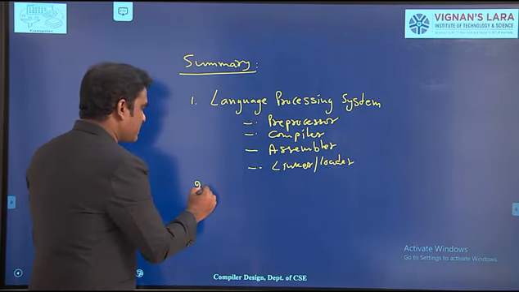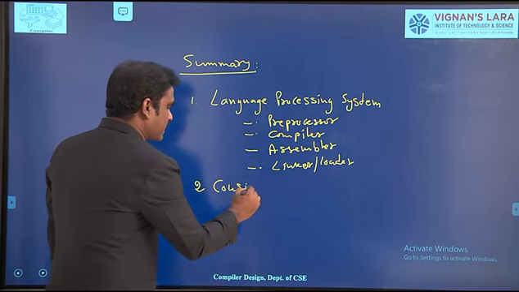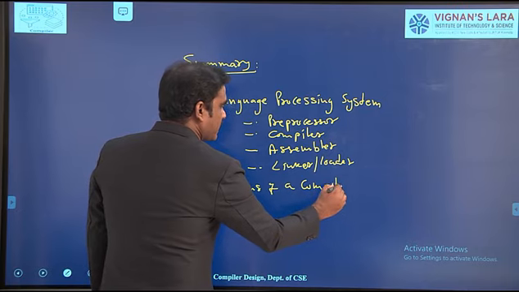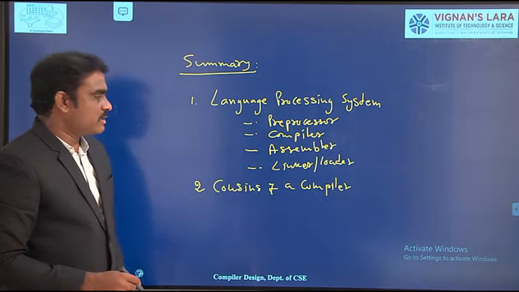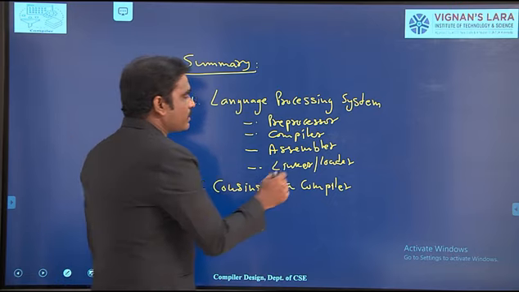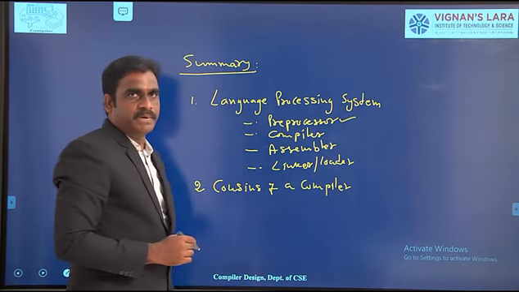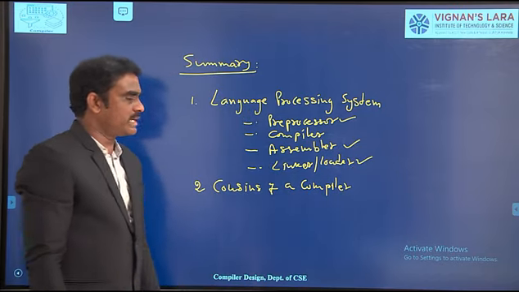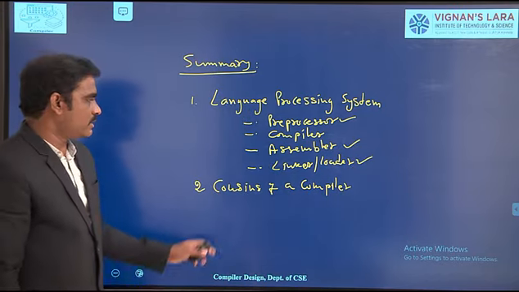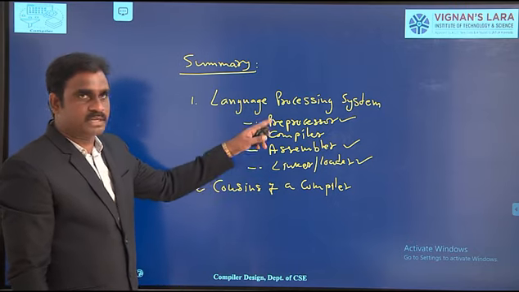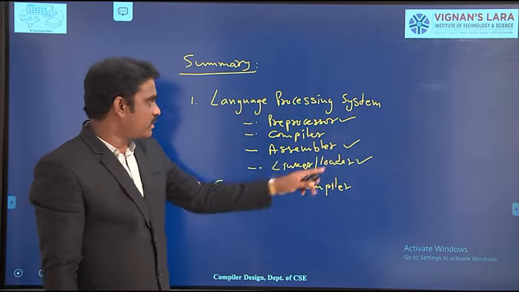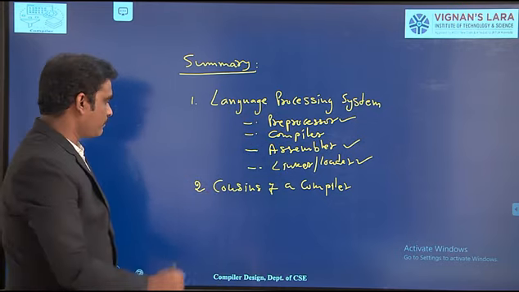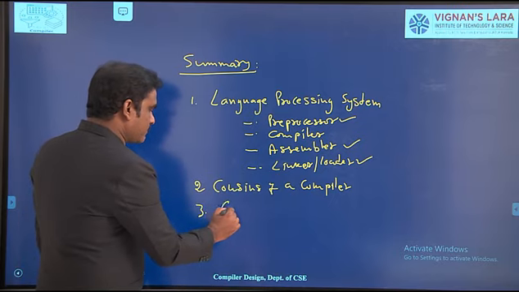And the second topic is cousins of a compiler. Cousins of a compiler means we have to write one is preprocessor, second one is assembler, and the third one is linker and loader. So cousins of a compiler means we have to write these 3. Language processing system means we have to write these 3 plus compiler also. So total 4.